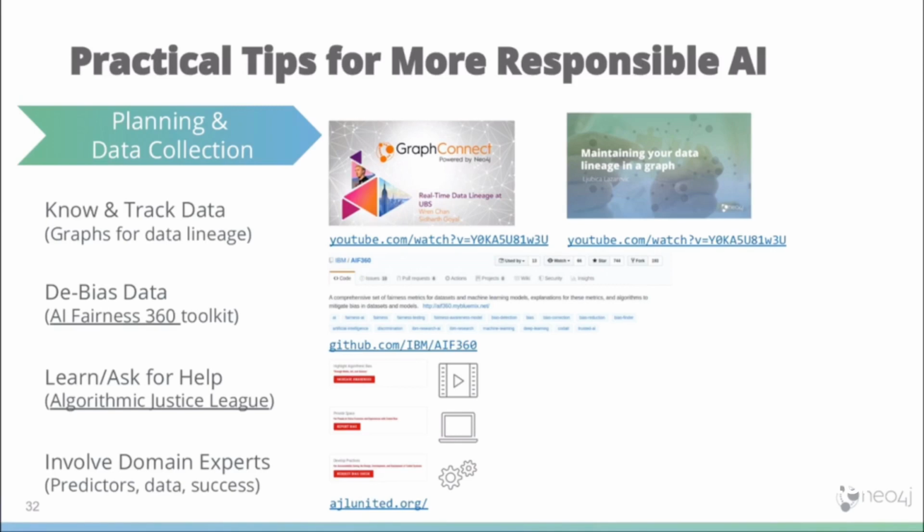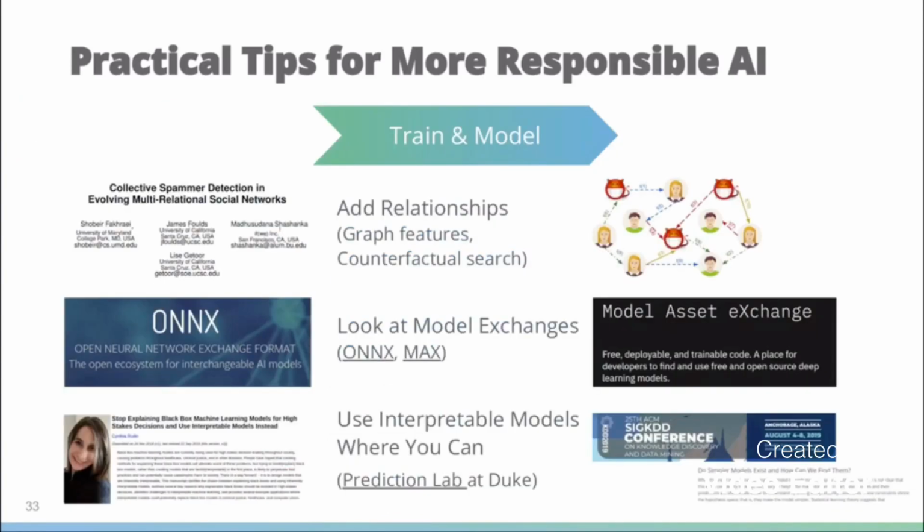What does success look like? What does failure look like? It's your domain experts that understand fraud, that understand insurance, that understand your recommendations for different patient profiles. Those are the people that can really help you tune what you're doing. So don't leave those people out.